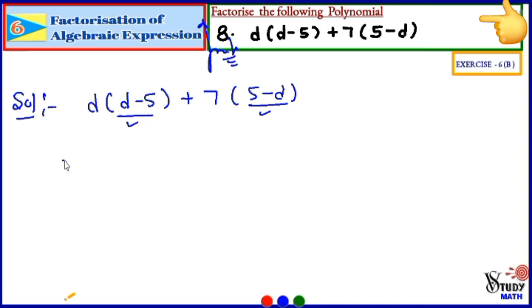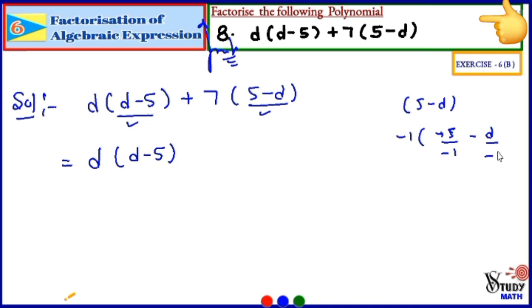For making that same, what we do, my dear students, d - 5, we take negative as common from here. If I take negative 1 as common from 5 - d, it means that positive 5 will multiply negative 1, and negative d will multiply negative 1. So we have negative 5, and negative multiplied by negative gives positive d. So this can be written as negative (d - 5). I hope you understand the concept.